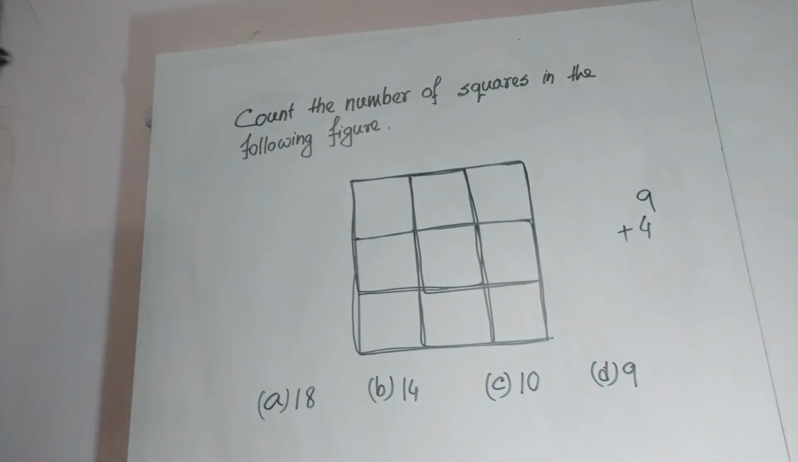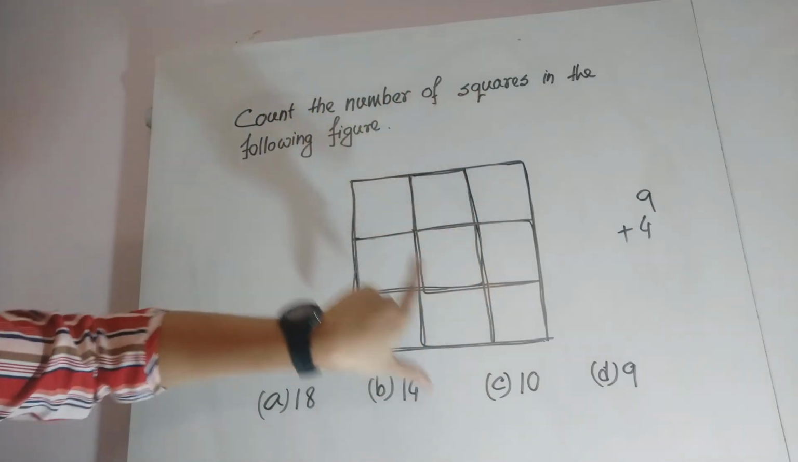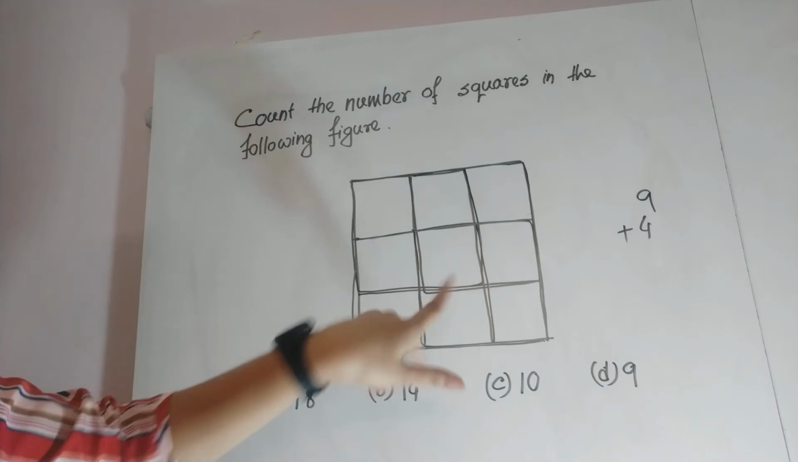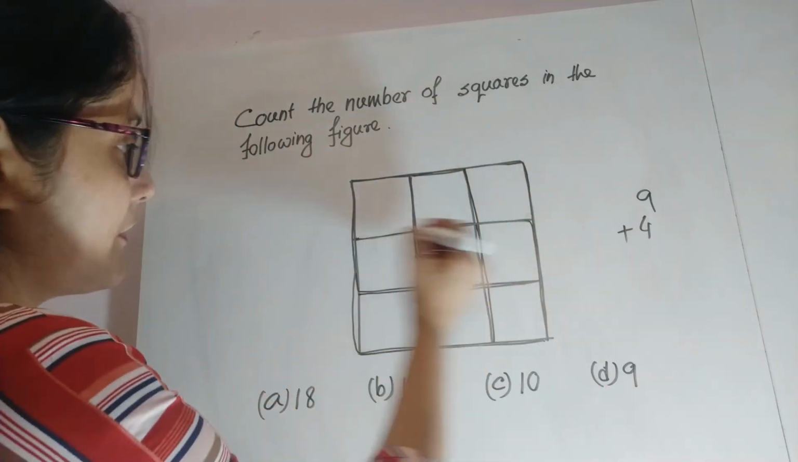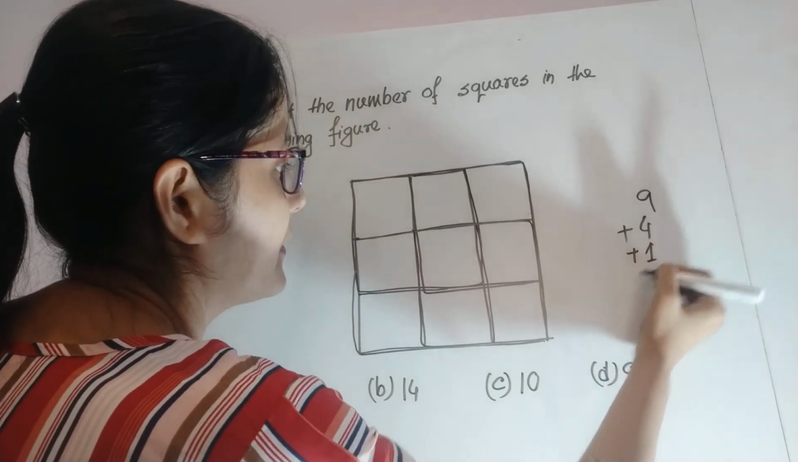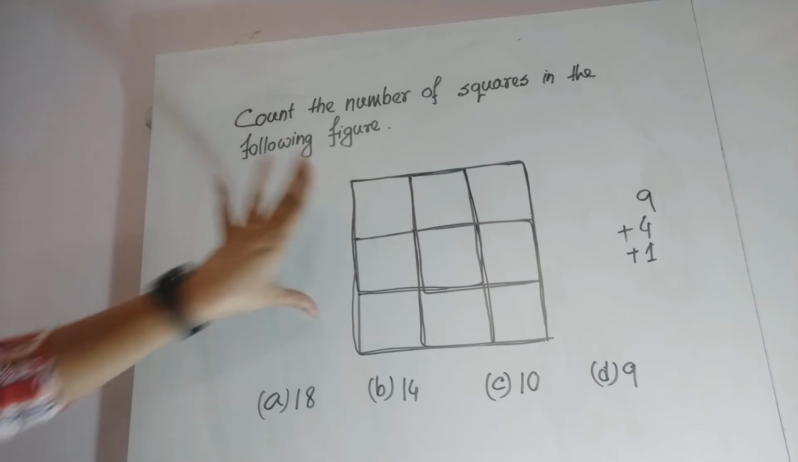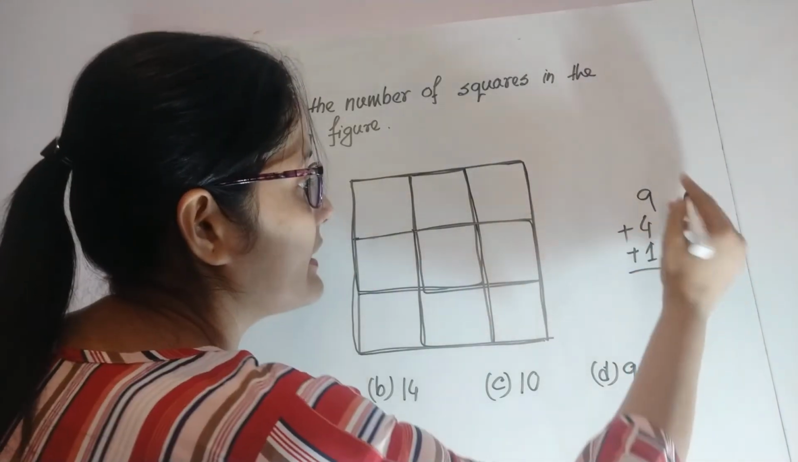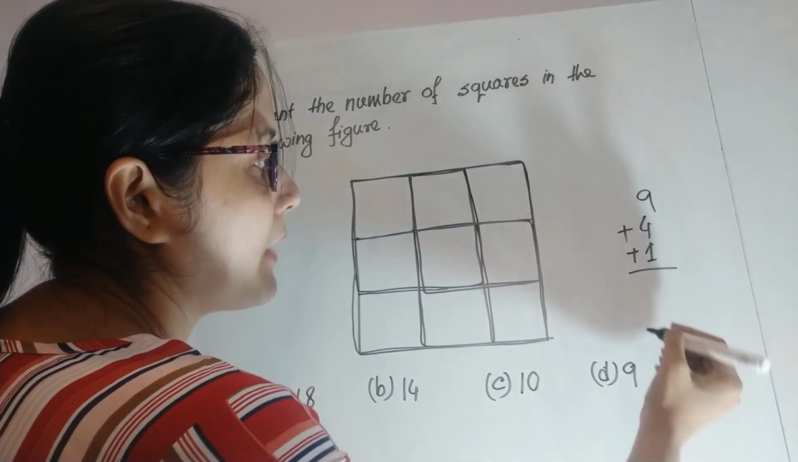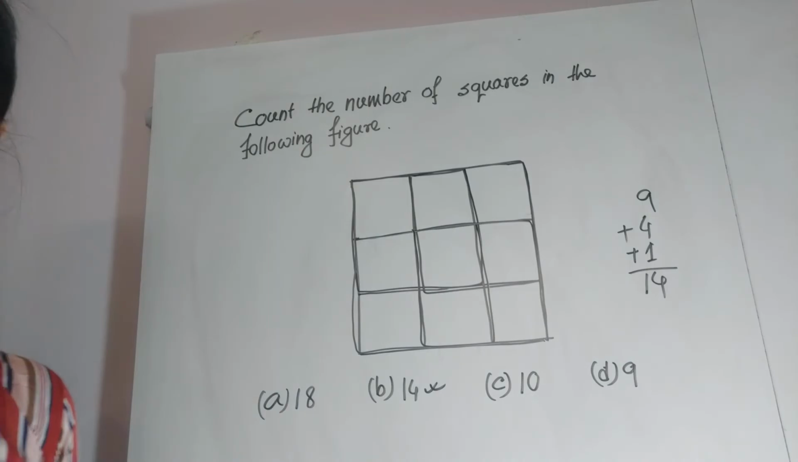9 plus 4. And only one square is there which is composed of all the 9 squares. That is this one. Therefore, plus 1. Is there any other way in which we can find squares in the figure? No. Therefore, the number of squares is 9 plus 4 plus 1, that is 14. Therefore, 14 will be the answer.